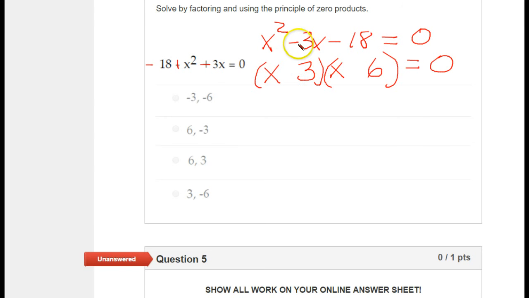And since our middle sign is negative, the larger will become negative. This is positive, so we have x equals -3 or x equals 6. This is our answer.